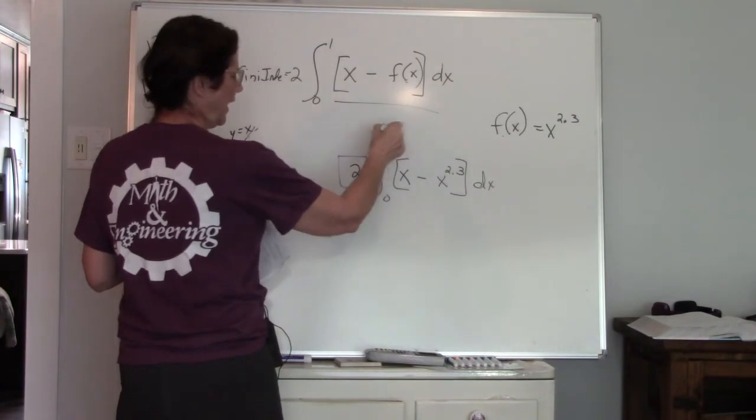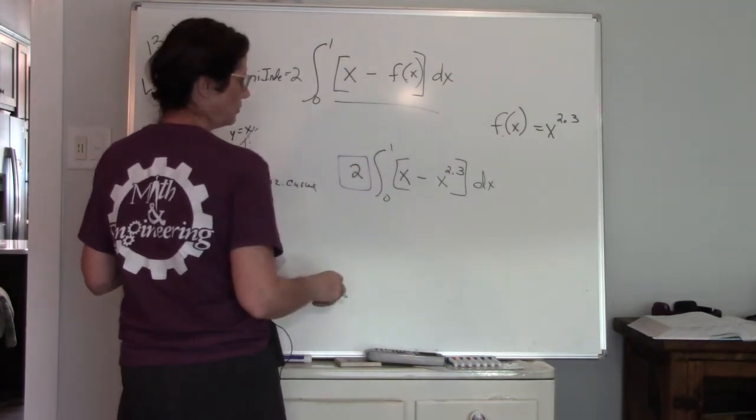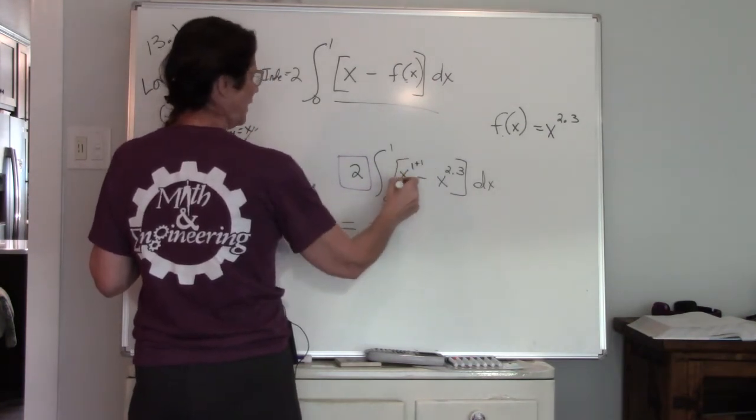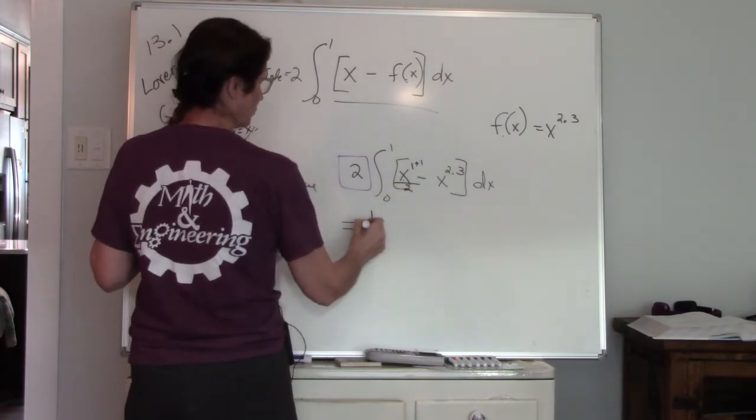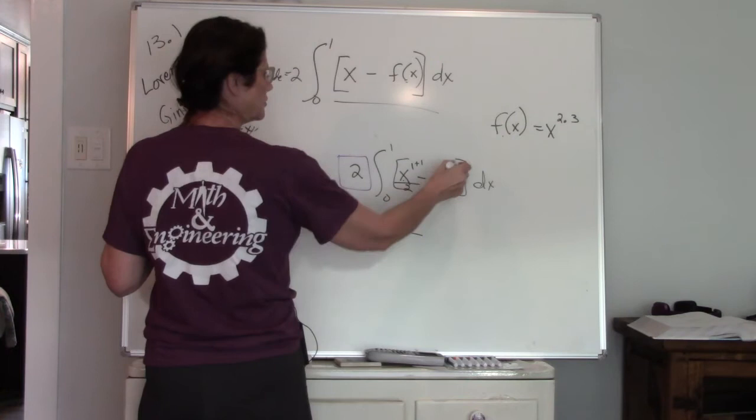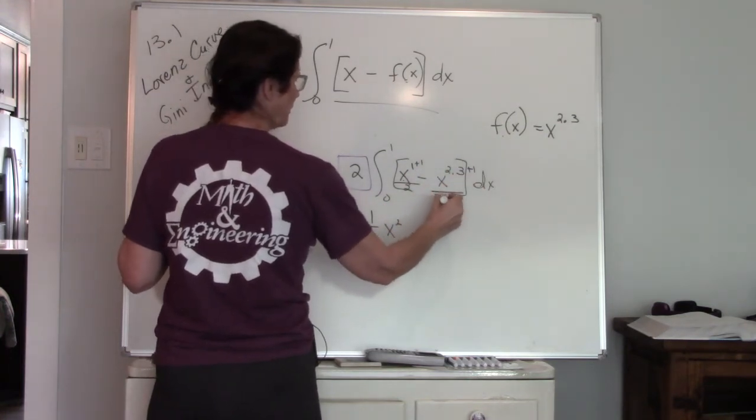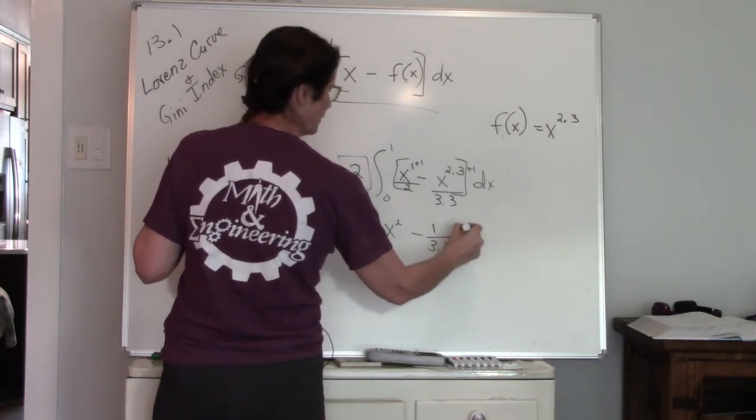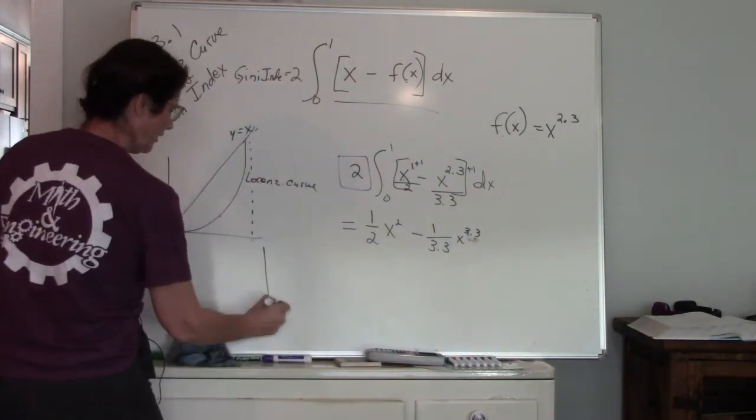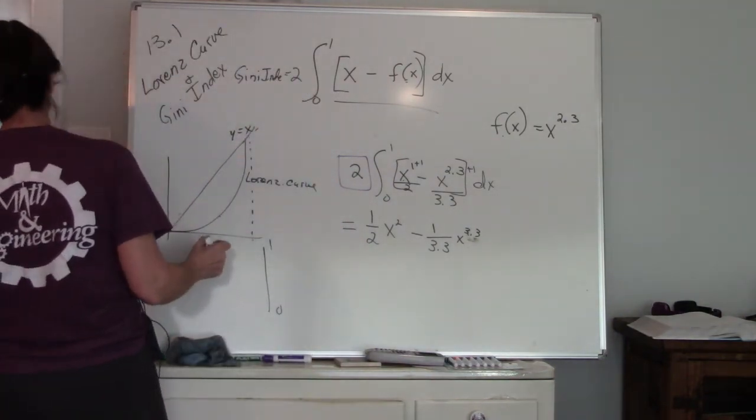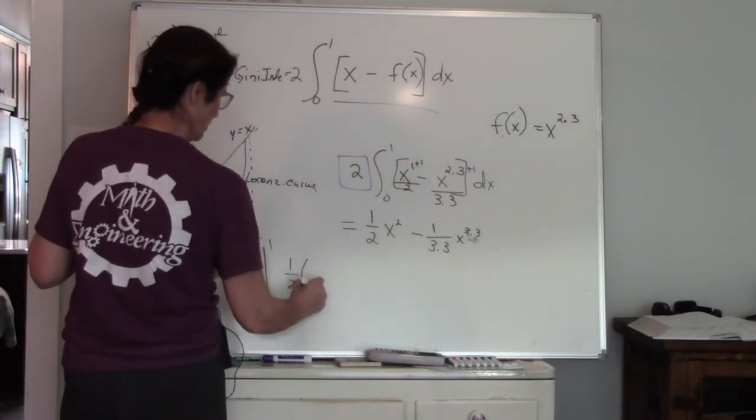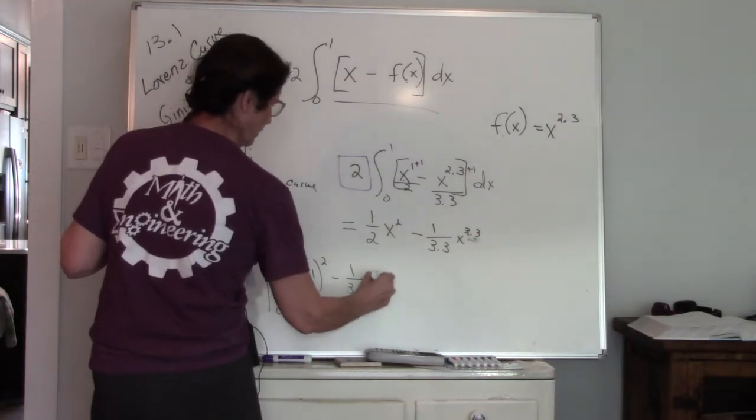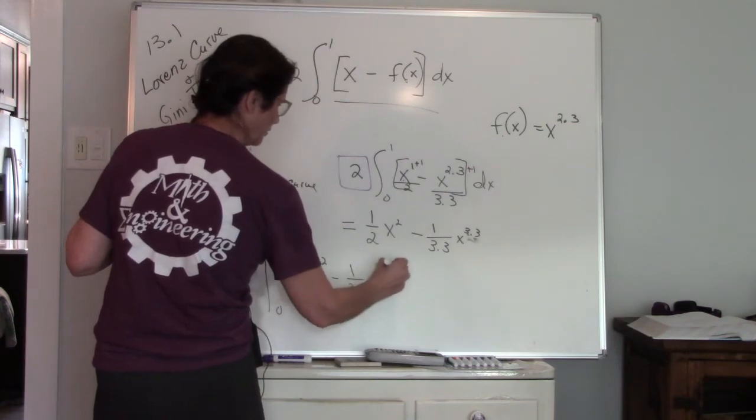So we are finding the antiderivative of x minus x raised to the 2.3. The antiderivative of x: the exponent was 1, I add 1, and I divide by my new exponent. So it is 1/2 x squared. This one, same thing, I add 1 and divide by my new exponent. So I have 1 over 3.3 x to the 3.3. And now I'm going to evaluate between 0 and 1. So it is, sorry for my dog, 1/2 times 1 squared minus 1 over 3.3 times 1 to the 3.3.